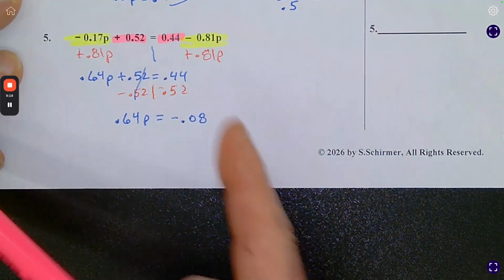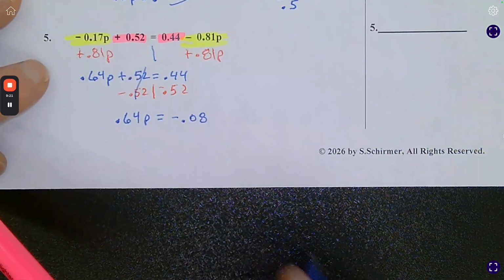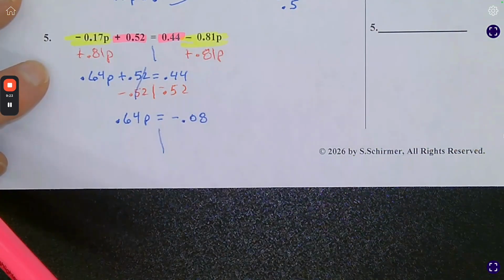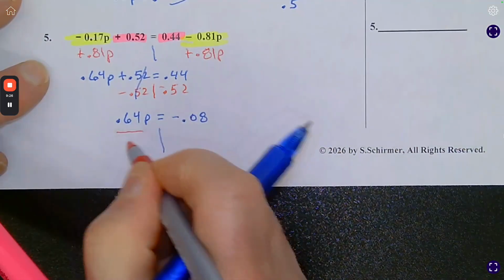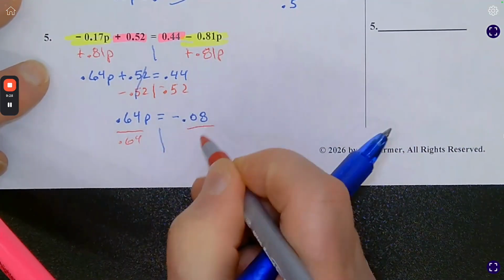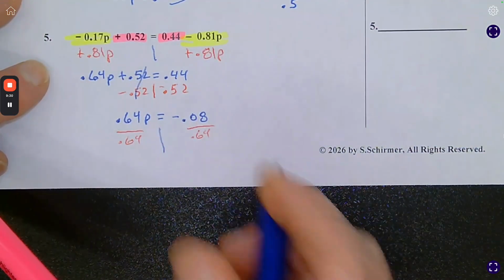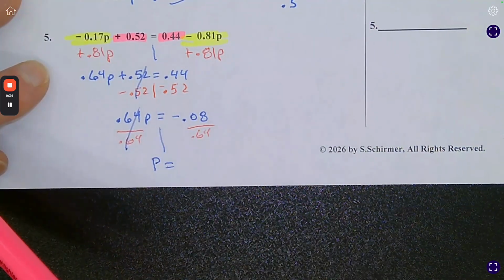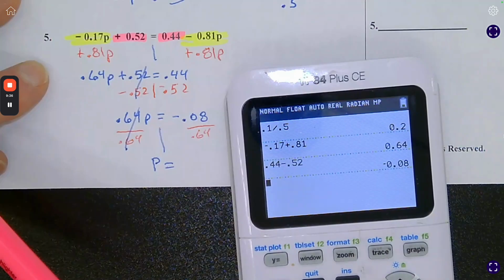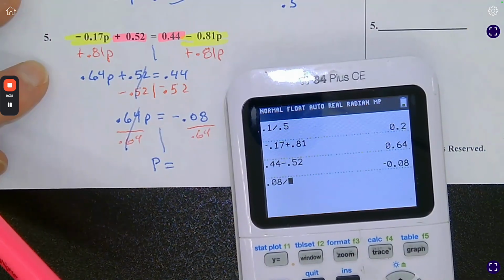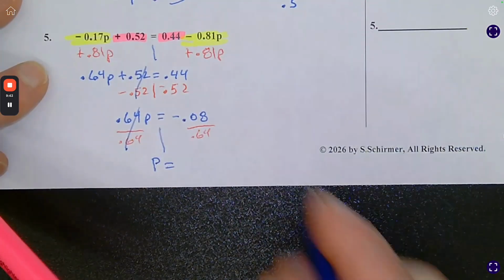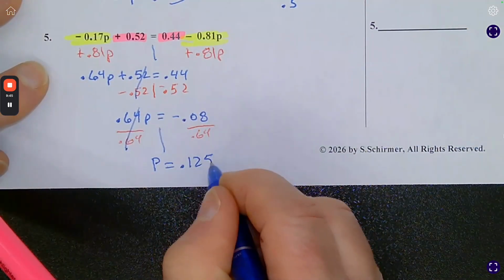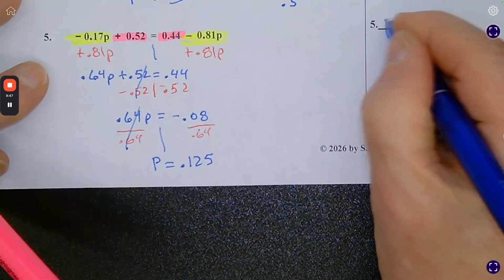Okay? Now I'm going to divide both sides by 0.64. And that gives me, this is 1, right? Because when you divide something by itself, it's always 1. 0.08 divided by 0.64 is 0.125. We're done. Wow, that was well done, everybody.